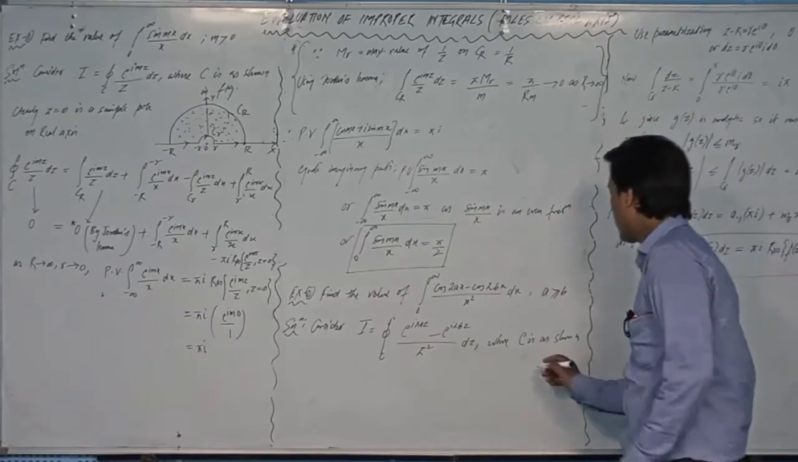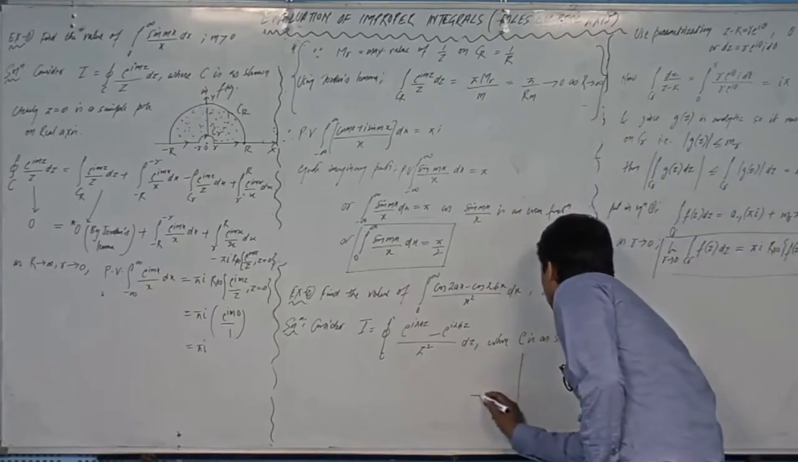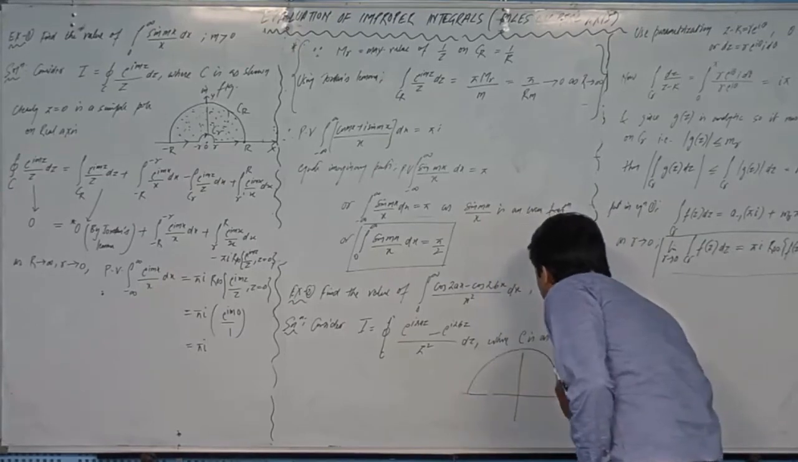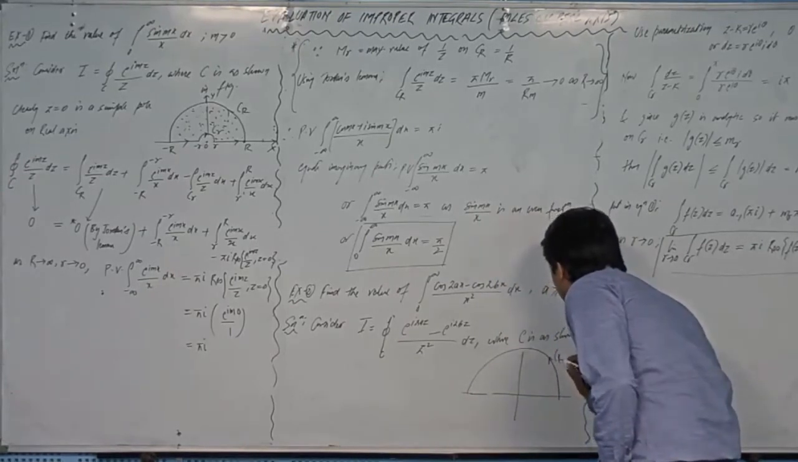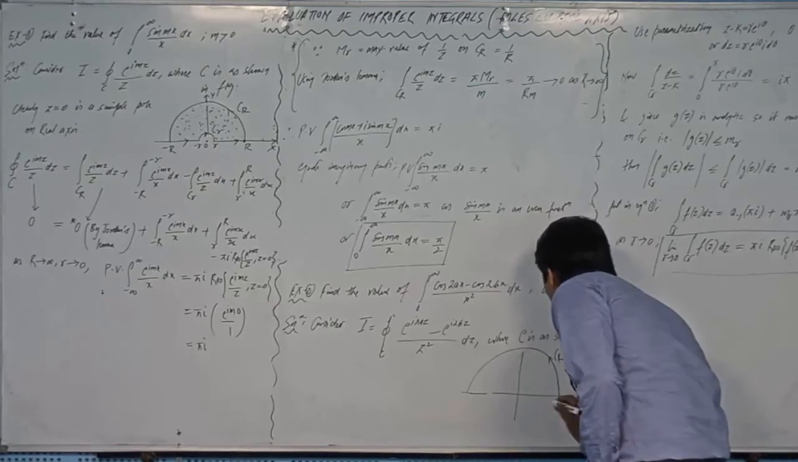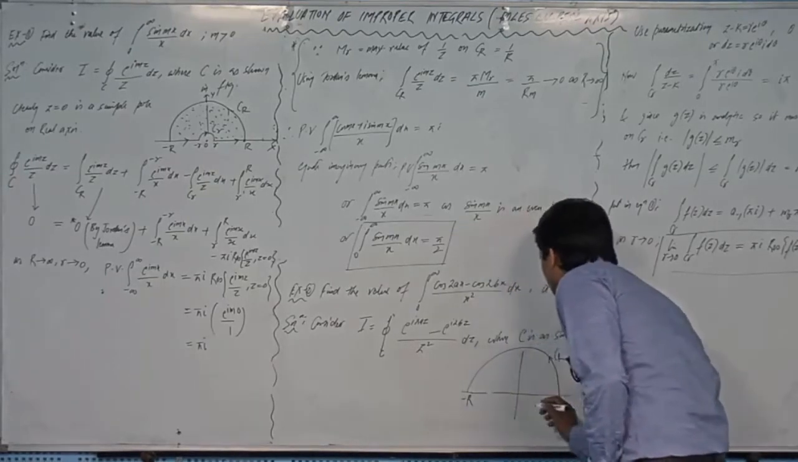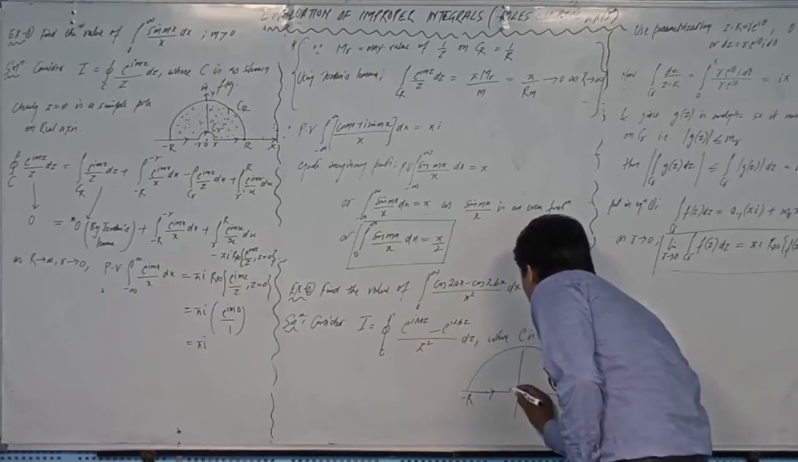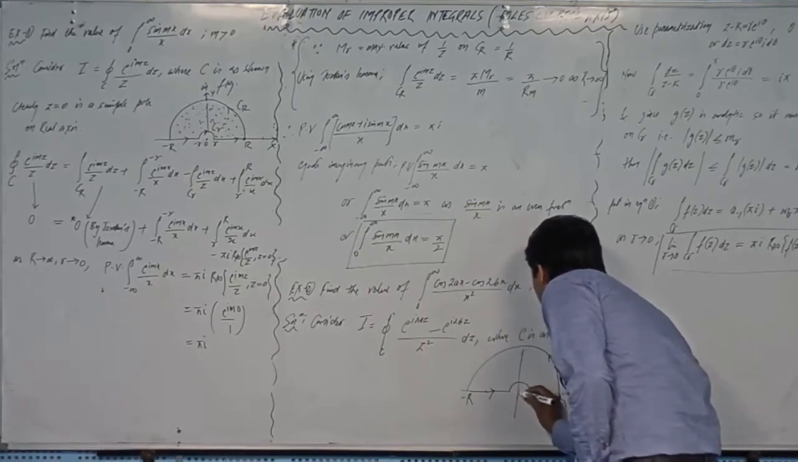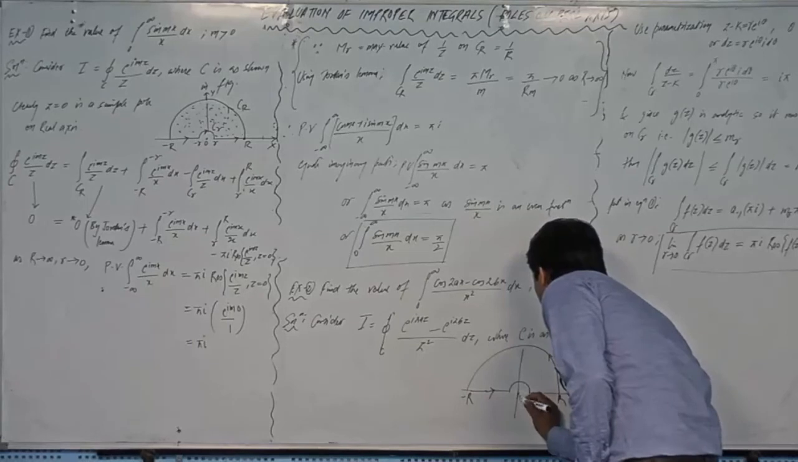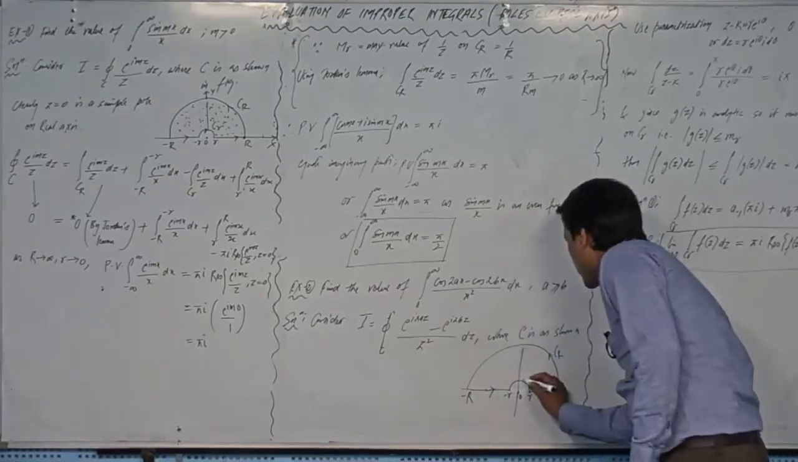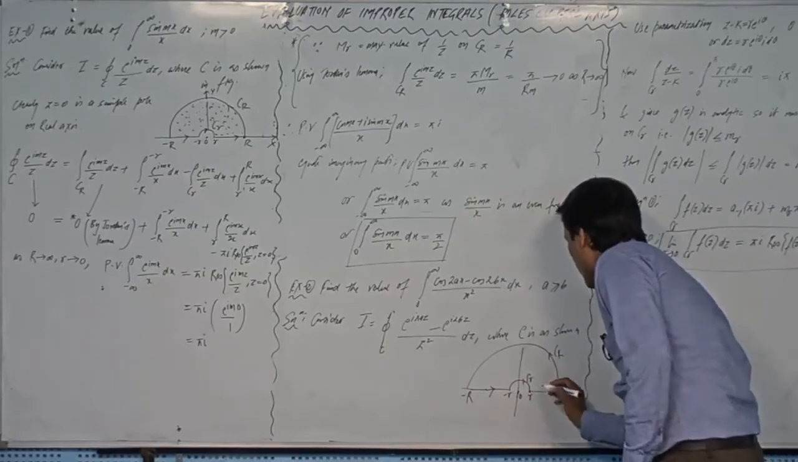Okay, I'll draw the small figure here. This is a bigger semicircle CR, and here we have capital R, here we have minus R, and this is a small semicircle. You have done indenting at this point. This point is z equal to 0. This should be 0 plus r, this should be 0 minus r, right? And the direction is clockwise. Okay.